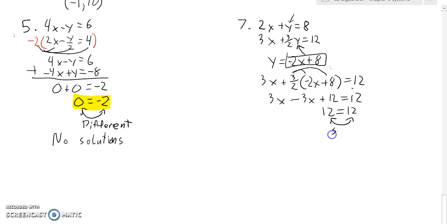Still trying to tell us something, but this time it's the same number. 12 does equal 12. That is true. These are the same lines. There are infinitely many solutions to this one.